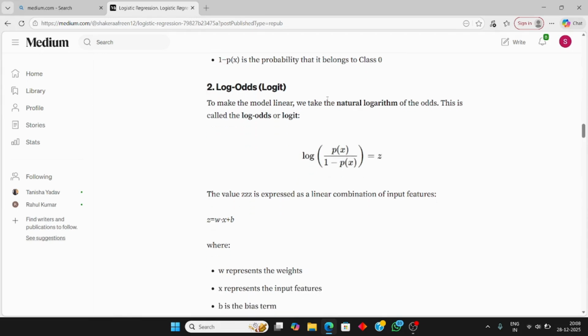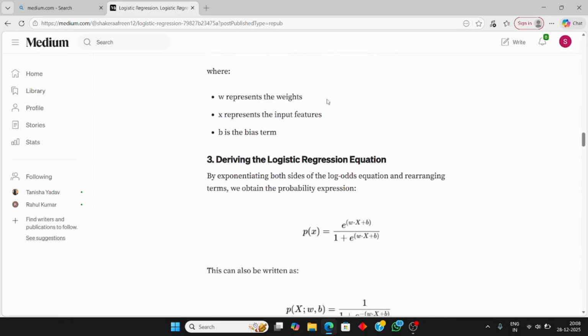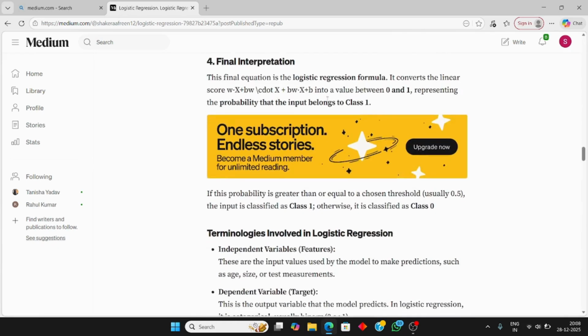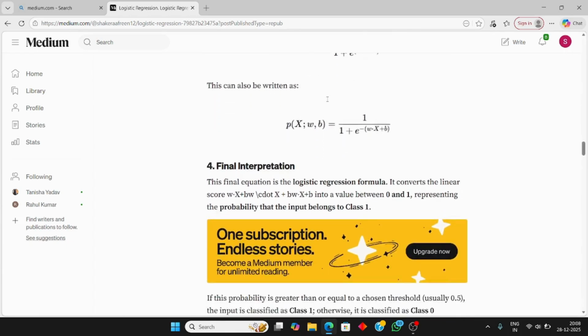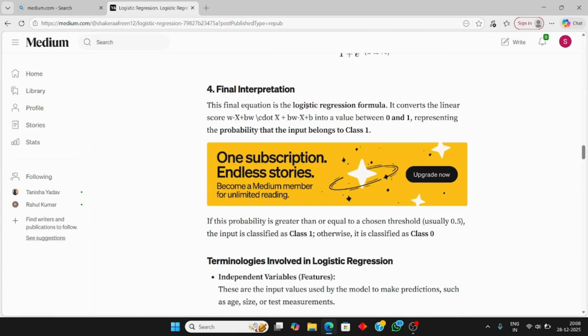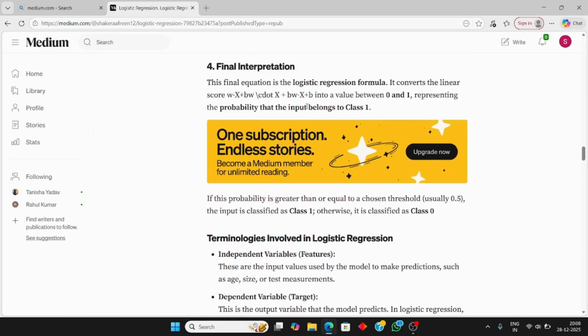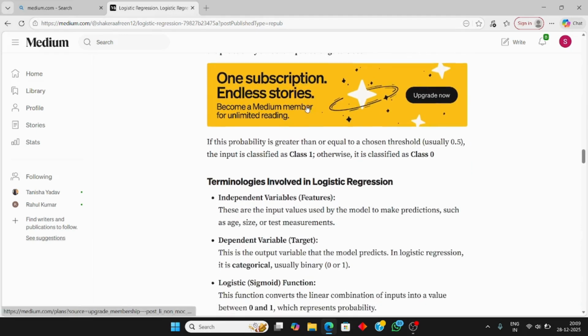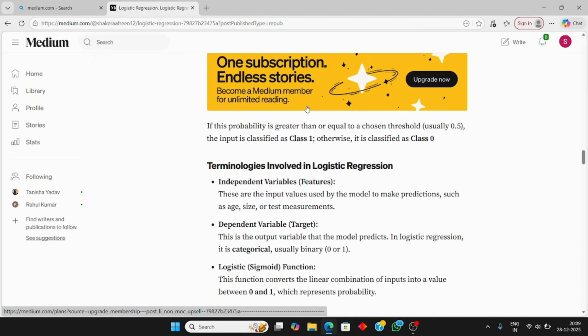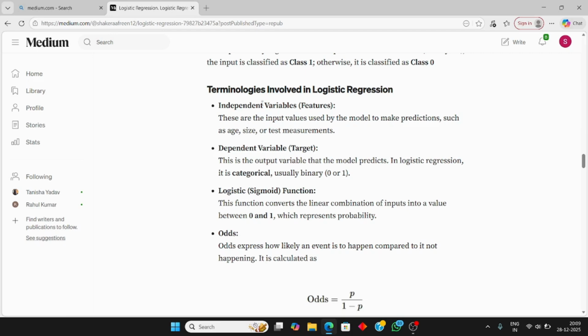Okay, and second we have the log of odds, that is logit. To make the model linear, we take the natural logarithm of the odds. This is called log odds or logit. Here we have the expression. Now here is the derivation part. And the final interpretation of logistic regression is that it converts the linear score into just two outputs, either a zero or a one form, either true or false form. Okay, now we have the terminologies involved in logistic regression.